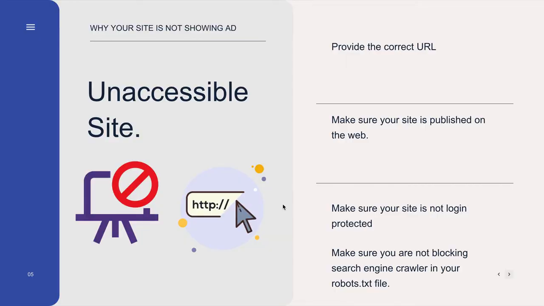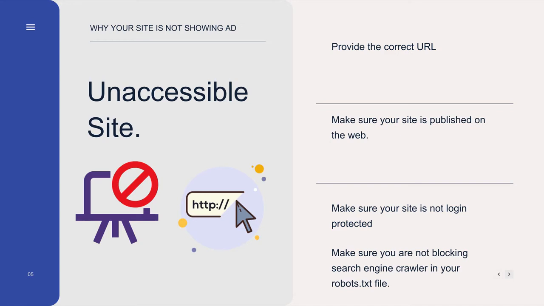So the next is when your site is not accessible or is not reachable by the algorithm or the Google crawlers, the Google AdSense crawlers. So once you've set up your site and you've applied for Google AdSense, make sure that your site is live. Provide the correct URL for your website and make sure that your site is published on the web.